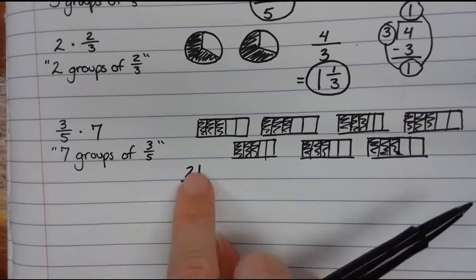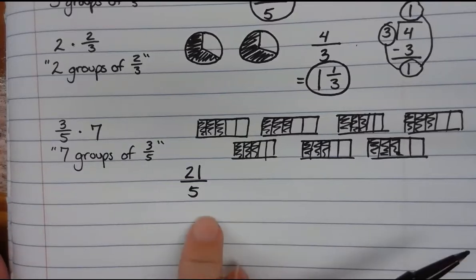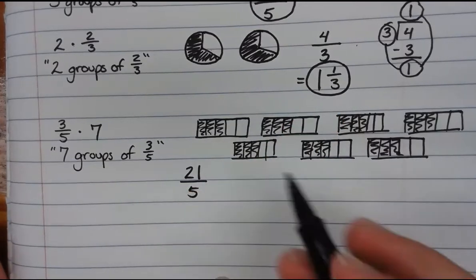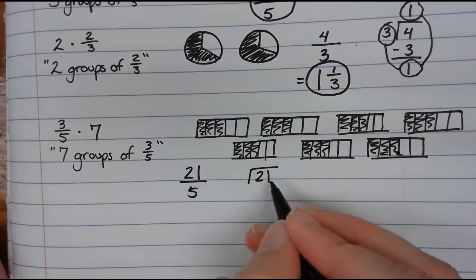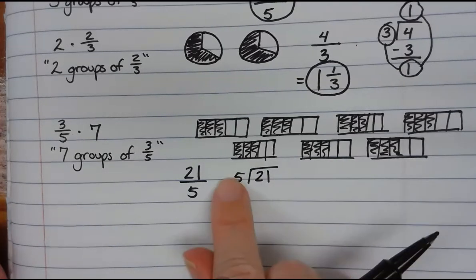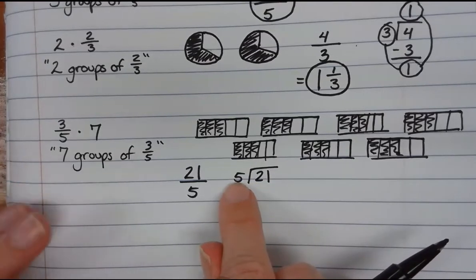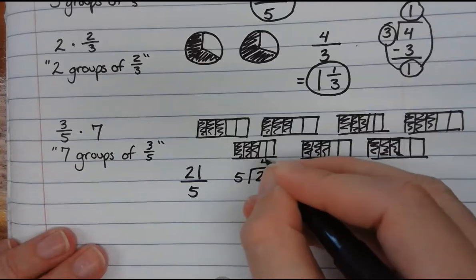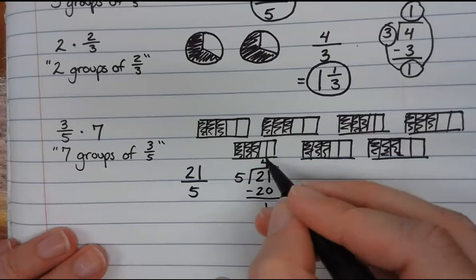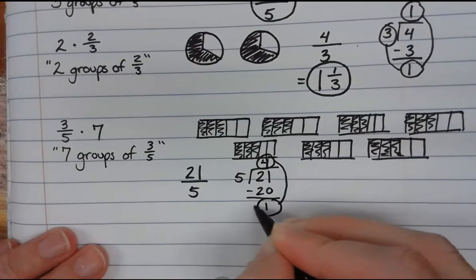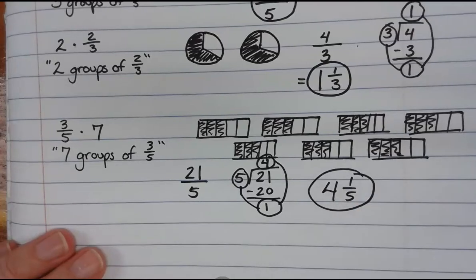Now, we're not finished with this problem yet, though, because it is top heavy, and 21/5 we'll be able to change into a mixed number just like we did up here. So, of course, we are going to divide it. We put the top heavy number inside, 5 goes on the outside. We have to think about how many times 5 goes into 21. Well, if you count by 5s, 5, 10, 15, 20, it goes in 4 whole times, because 4 times 5 is 20. Subtract and you get 1. And so our final answer here is 4 wholes and 1/5.